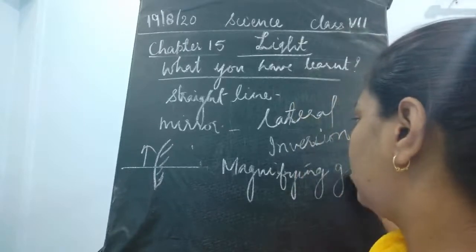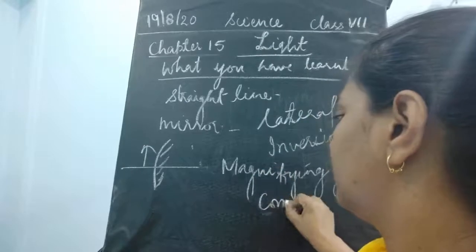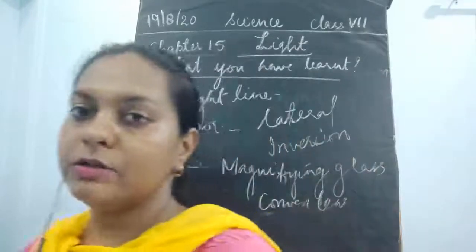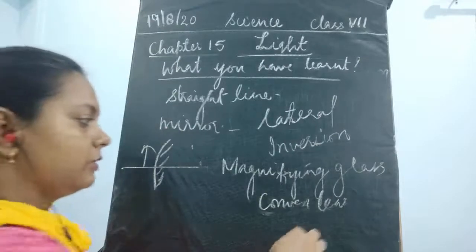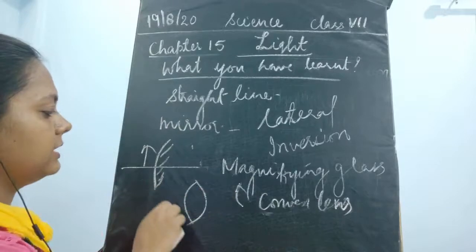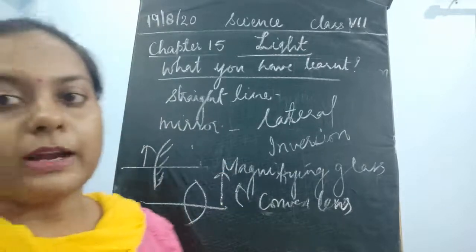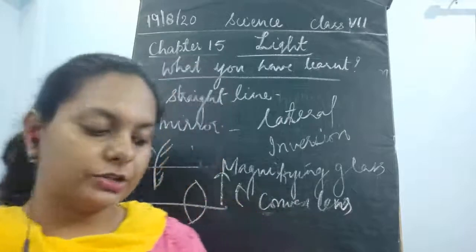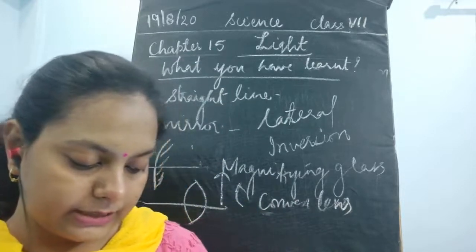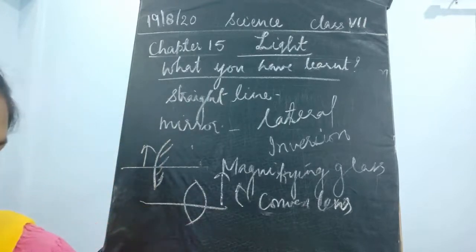This magnifying glass is nothing but a convex lens. This convex lens is used as the magnifying glass because it has the capacity to magnify the image. Magnifying the image means it is going to enlarge the image and we can easily see the magnified object. This convex lens forms a real, inverted image, and the magnifying glass also uses this convex lens.